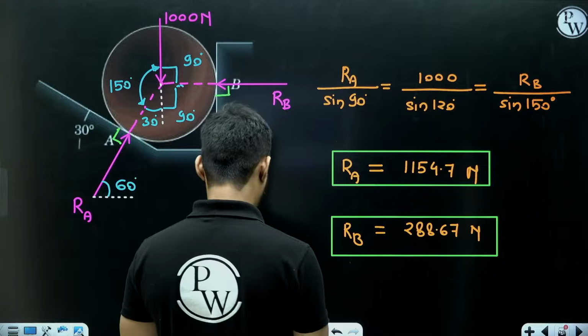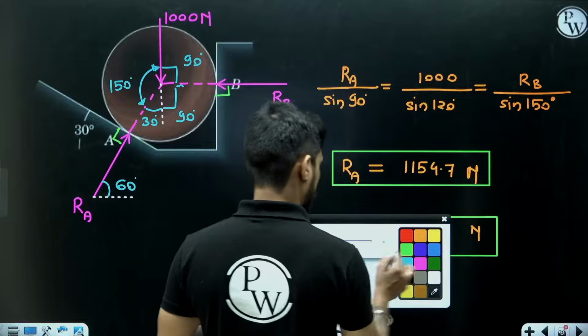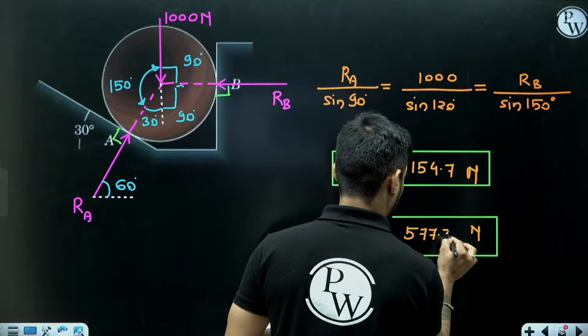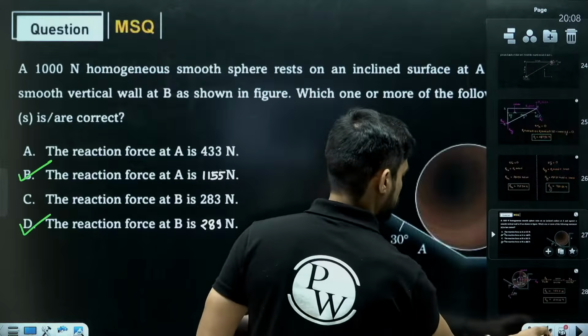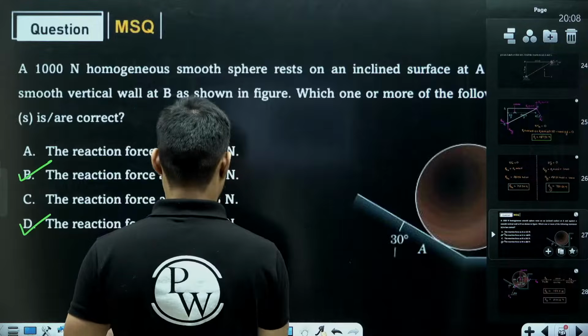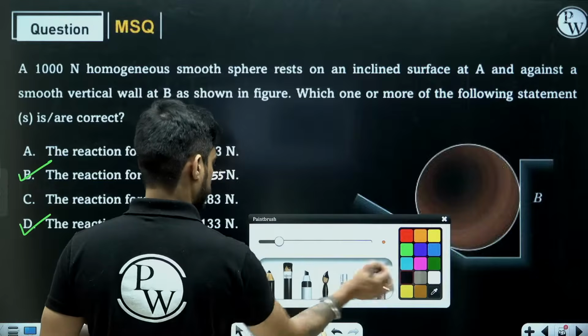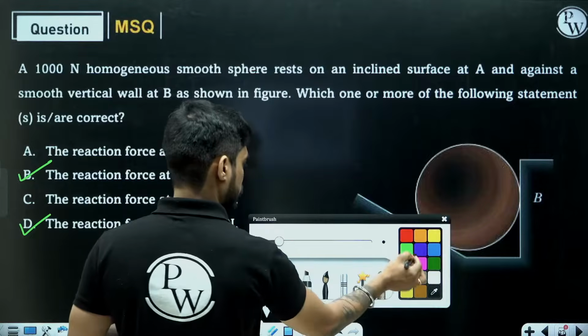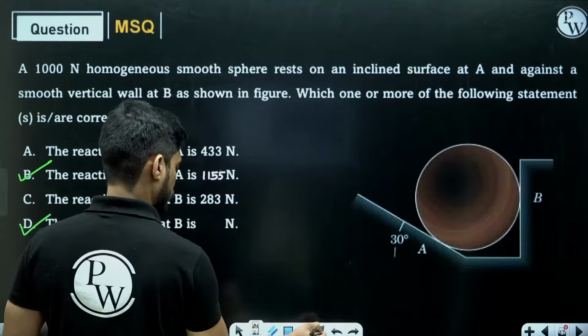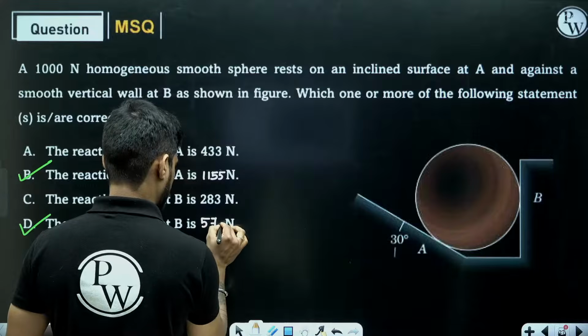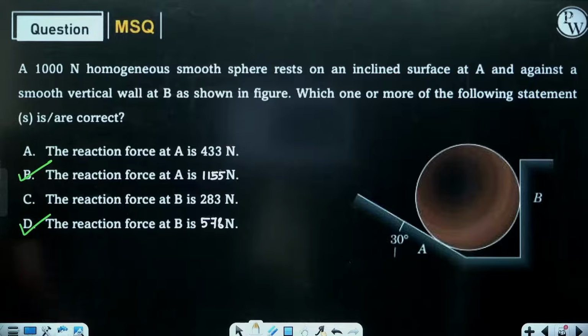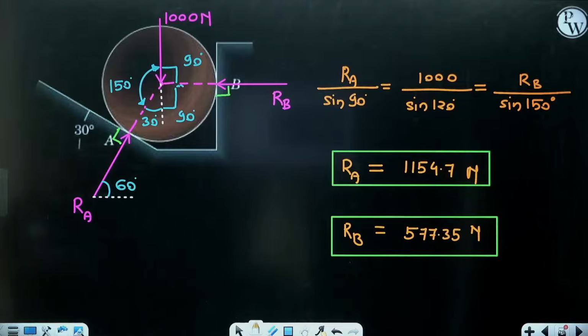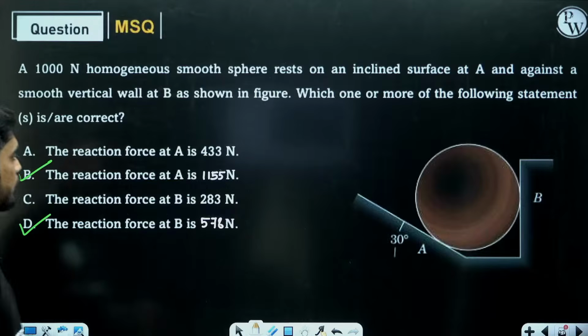This is 577.35, right? 1000 into sine 150 divided by sine 120, 577.35. Sorry, so 578.